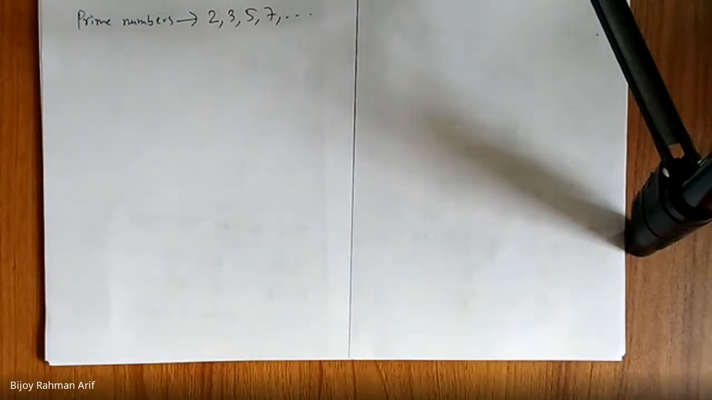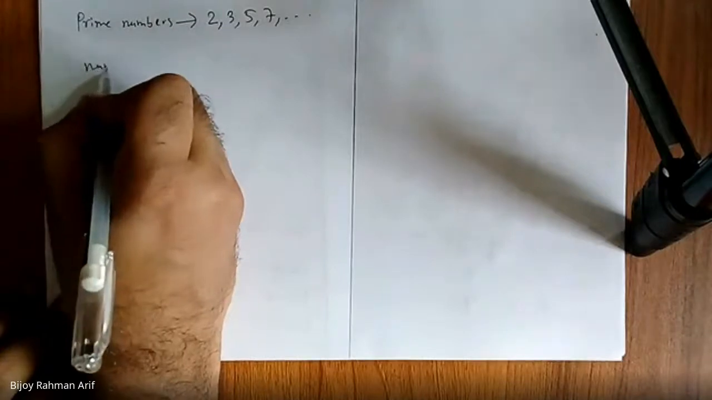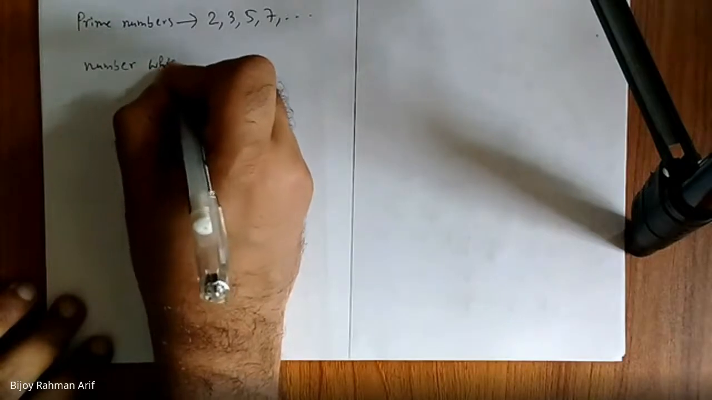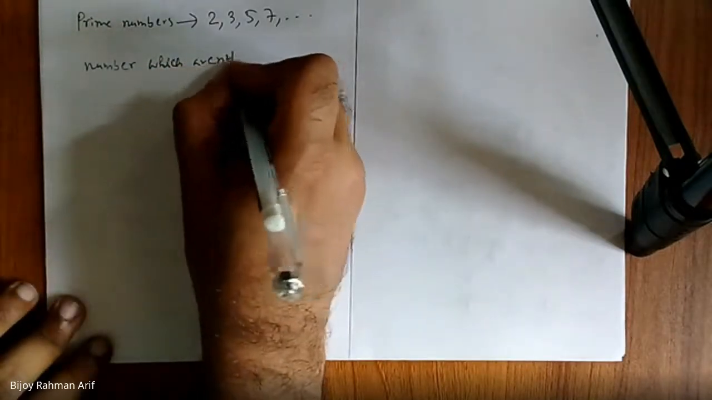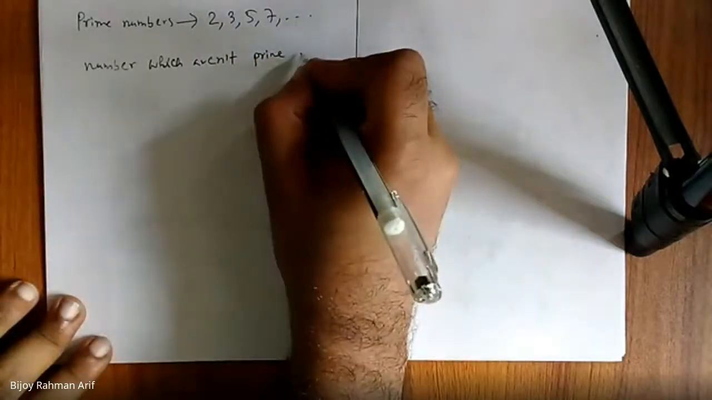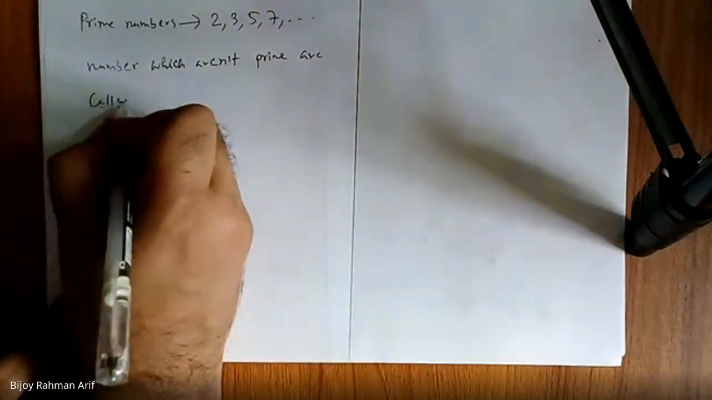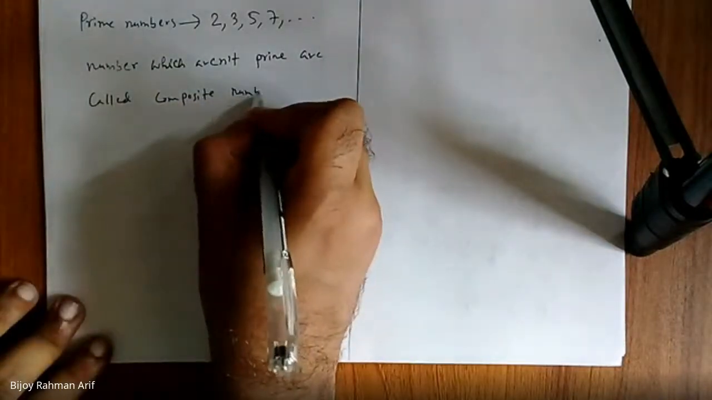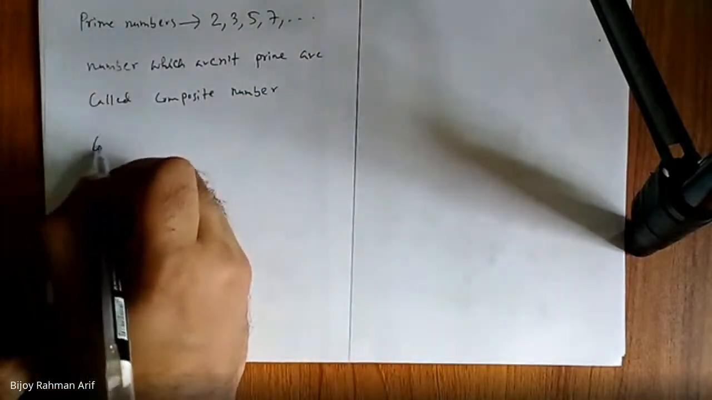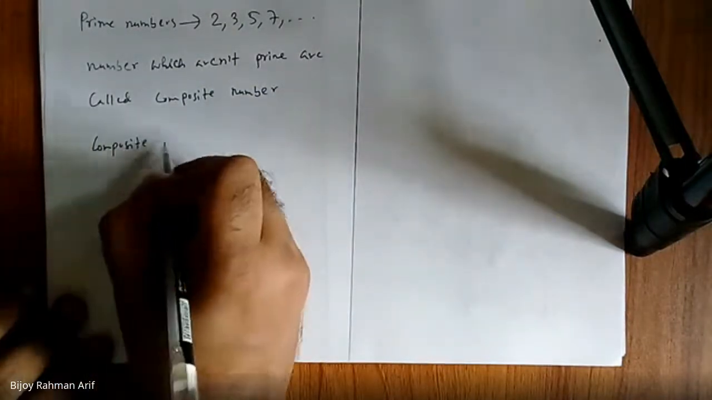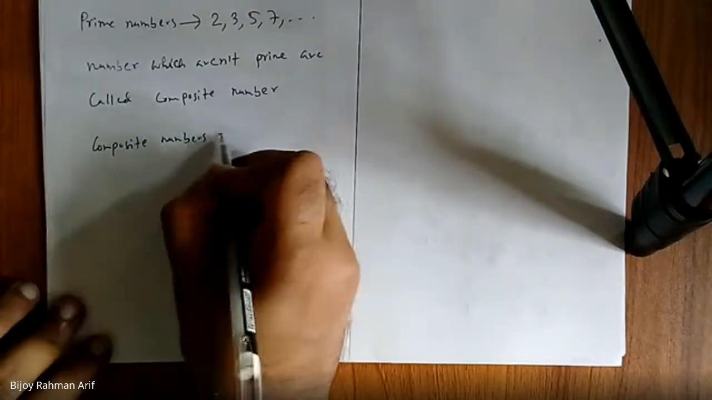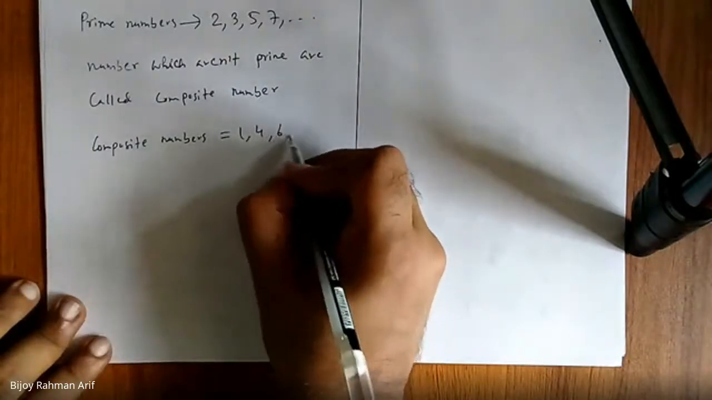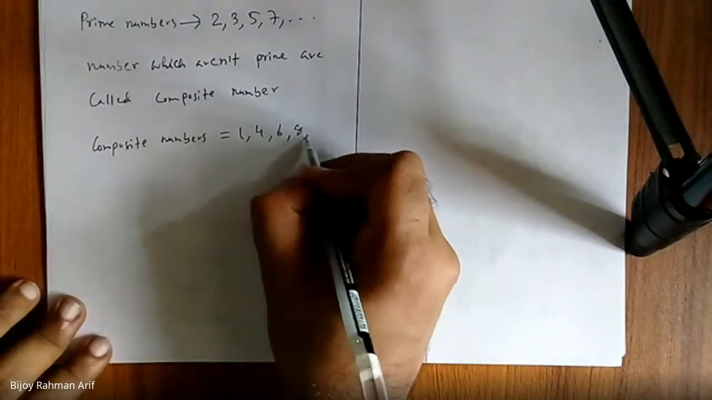And numbers which are not prime are called composite numbers. So what are the composite numbers? One, 4, 6, 8, 9, and so on.